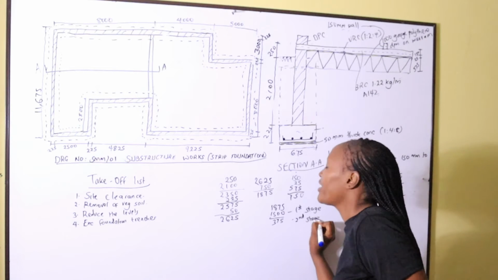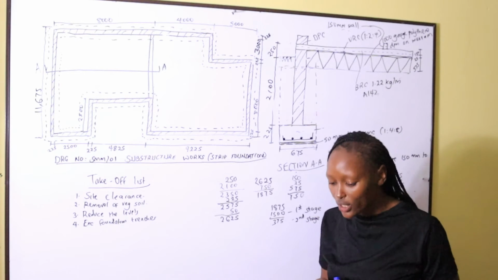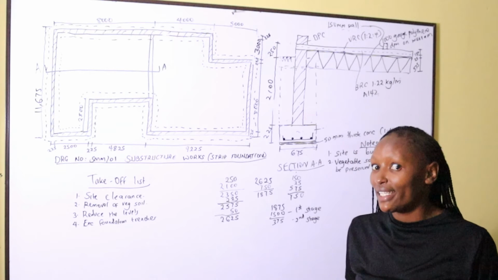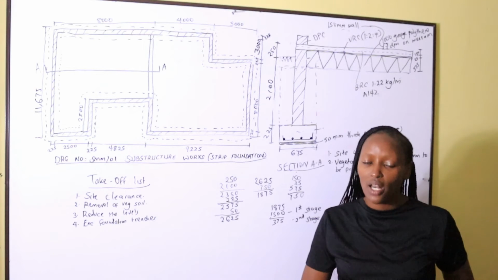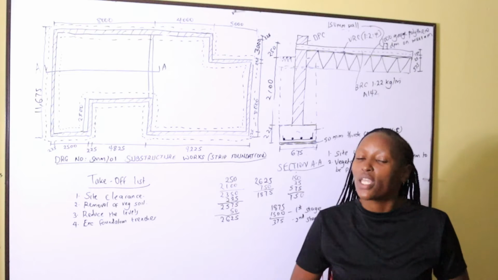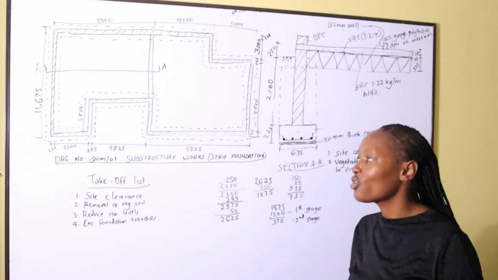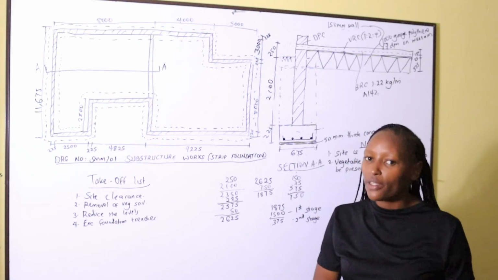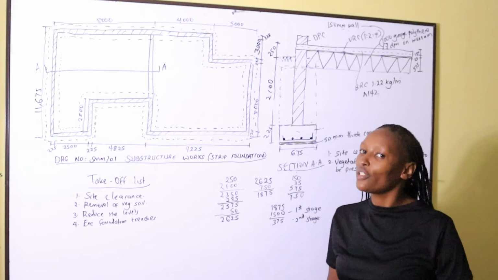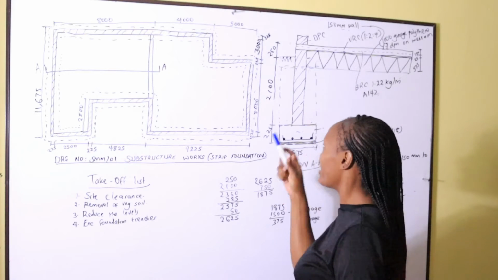In the excavation of trenches, you should note that when we are writing them in the description column, we shall state that we are excavating for foundation trenches, depth not exceeding 1.5 meters deep, from the reduced level.